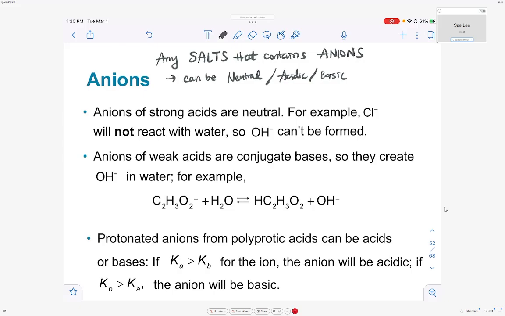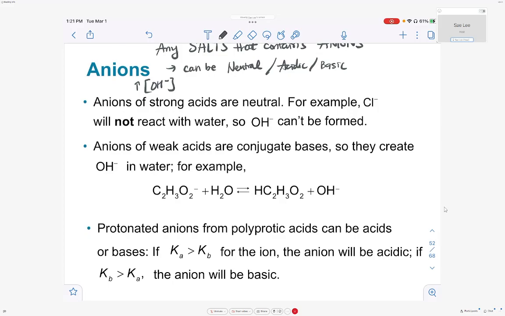Before I start going over this slide, let me repeat the definition of a base. A base is a substance that, when reacting with water, increases hydroxide concentration in the system. Whatever reactant can react with water to steal the proton from water will generate hydroxide and increase the concentration of hydroxide. So that's the definition of a base. Keep that in mind. Firstly, let's take a look at anions of strong acids.